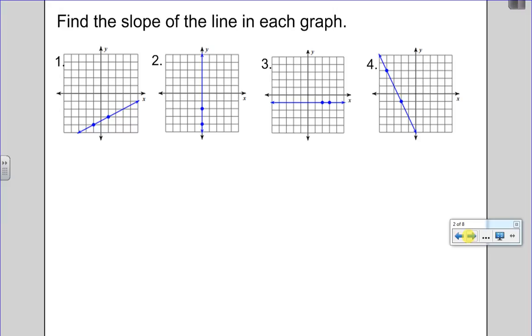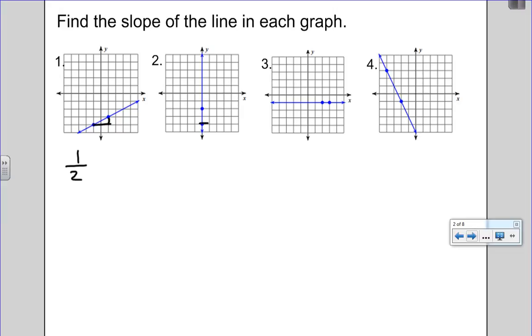Find the slope of the line in each graph. I encourage you to pause it, use the slope formula and those 2 points given to you on the graph and see if you can find it. Alright, with the first one, we're moving left to right, remember we're moving right. So I go over 2, up 1, so that's rise over run. Well, that was simple. That doesn't need to be simplified.